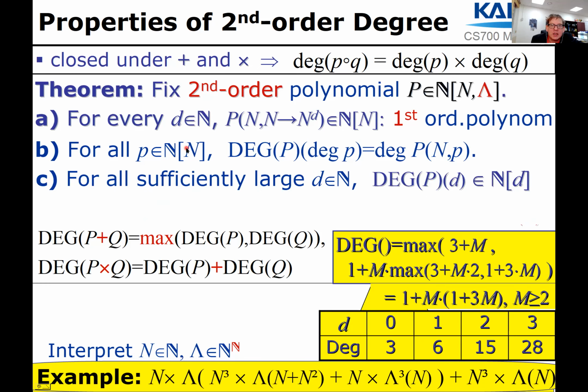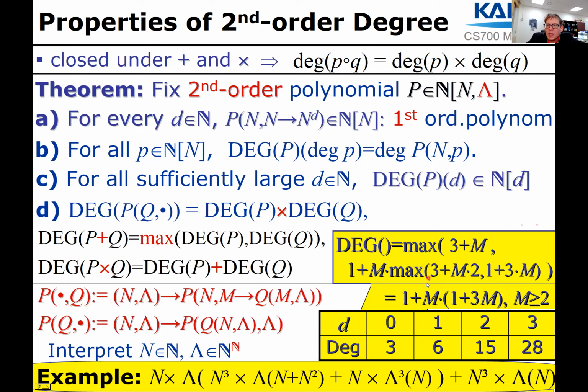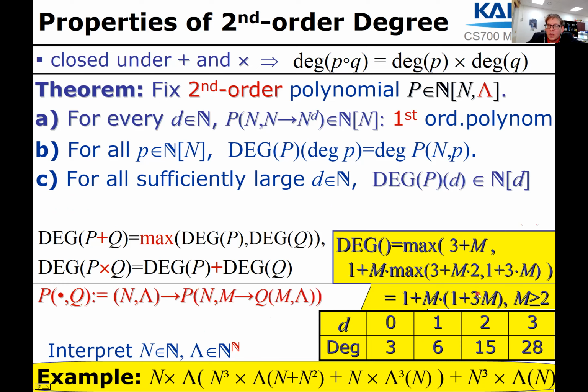The third statement says, for all sufficiently large d, if we plug in d here, then the result will indeed be a first order polynomial. So this kind of generalizes our observation here. Here the statement was whenever the argument is at least 2, then this complicated expression becomes an ordinary polynomial. And the statement here says this is true in general for all sufficiently large arguments. The degree of a second order polynomial is a first order polynomial, but only for all sufficiently large arguments.